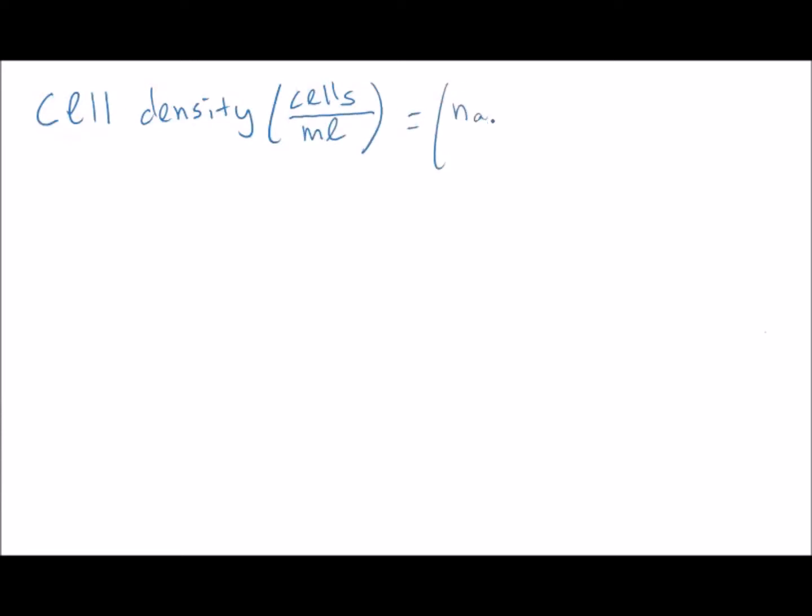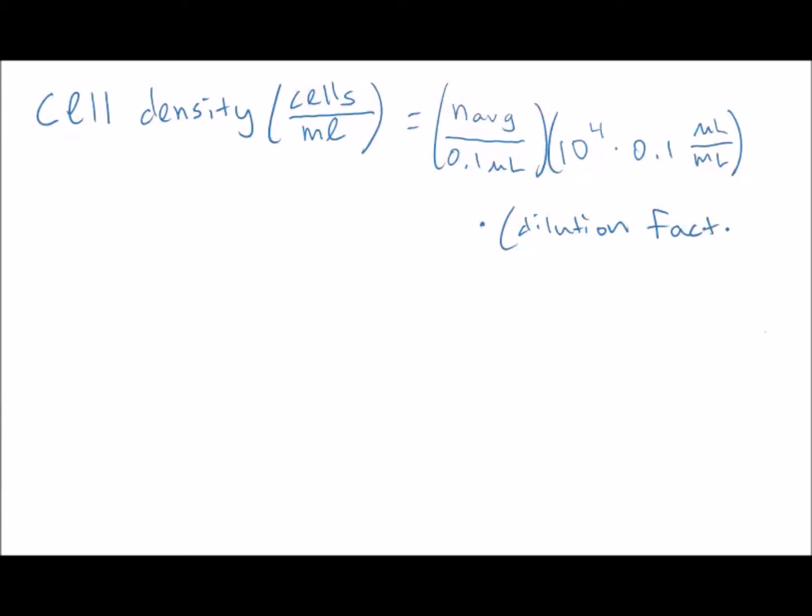This is equal to N average divided by 0.1 microliters multiplied by 10 to the 4th times 0.1 microliters per milliliter multiplied by the dilution factor. What's the N average? That's the average number of cells that were in the 4x4 squares of the hemocytometer.